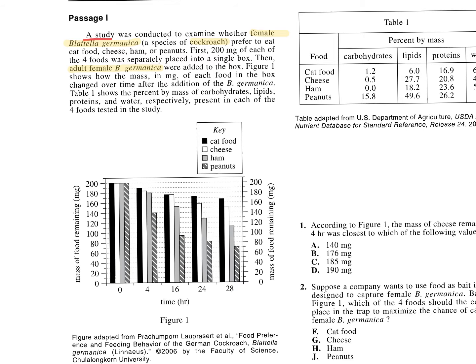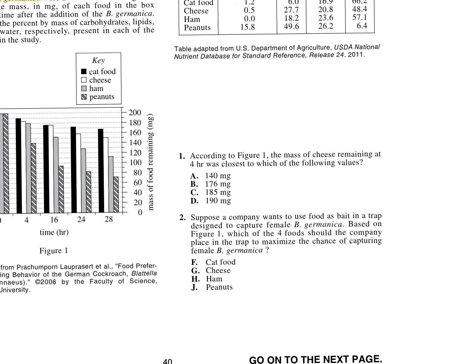So let's look at this first question. It says, according to figure 1. Now that's important because this is called a look it up question. How does it look it up? It tells me exactly where to go. According to figure 1, the mass of cheese remaining at 4 hours was closest to which of the following values?